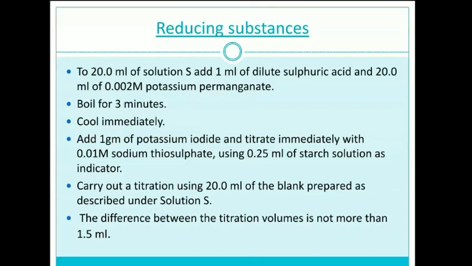The next test for parenteral preparation is reducing substances. So how to perform this test? You have to select two beakers. In the first beaker, add 20 ml of solution S plus 1 ml of dilute sulfuric acid, and in another beaker, 20 ml of 0.002 molar potassium permanganate. You have to boil both beakers for 3 minutes, cool immediately, add 1 gram of potassium iodide and titrate against 0.01 molar sodium thiosulfate using 0.25 ml of starch solution as an indicator.